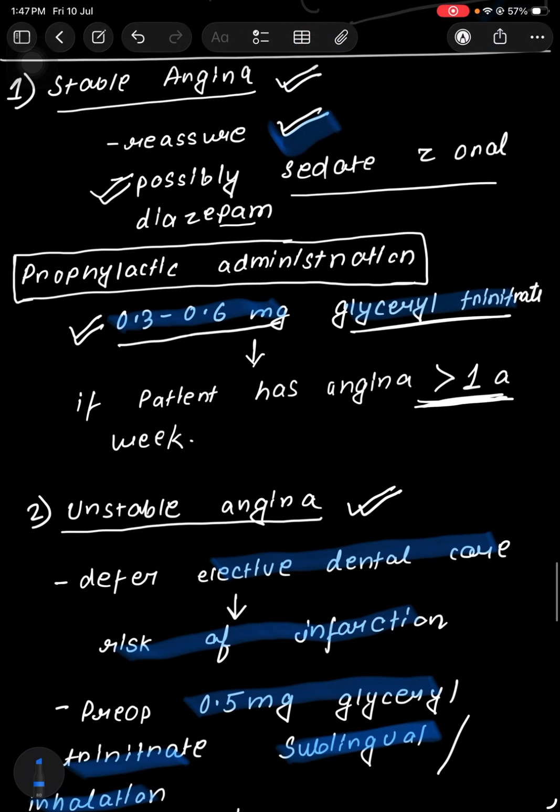Now, the types of angina. What we will do in case of stable angina: we will have to reassure the patient, possibly sedate with oral diazepam, and give prophylactic administration of 0.3 to 0.6 mg glyceryl trinitrate if the patient has angina more than one time a week.